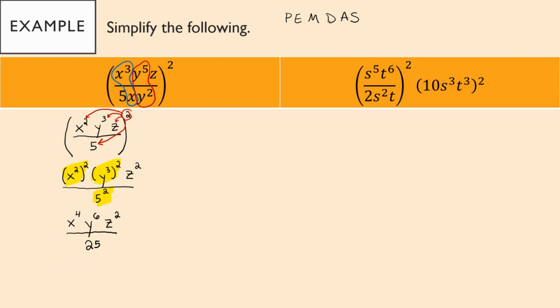Now we're at a point where we're done because we don't have multiple x's anywhere, multiple y's, multiple z's. We don't have anything else that we can really combine together. So this is our final answer.